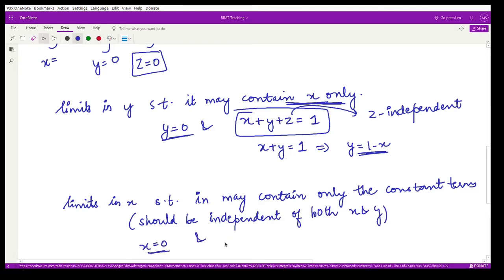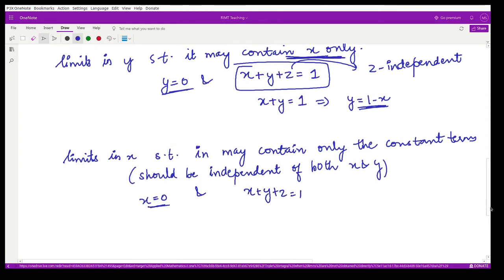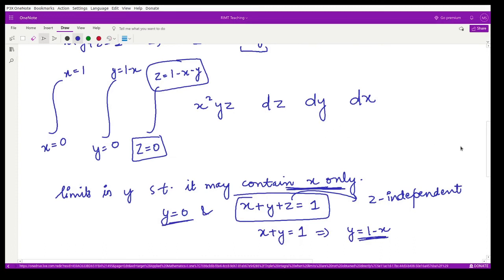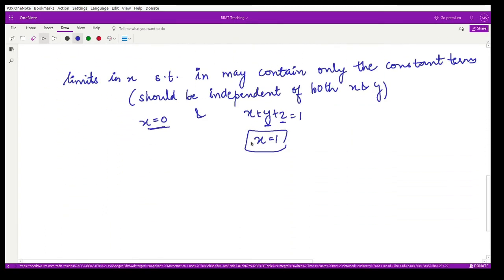This is your lower limit, and for the upper limit we again consider x plus y plus z equal to 1. Now because x is independent of y and z, the maximum value of x is going to be 1 from here. So our limits in this case become 0 to 1. So this is how you define the limits. Now you have your integral. The next step is to evaluate this integral.